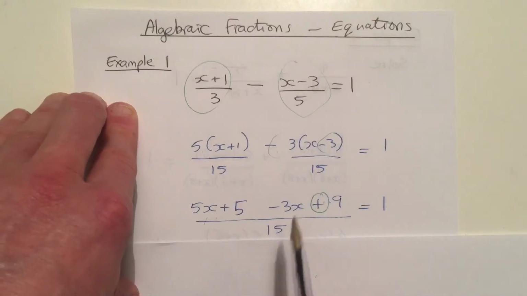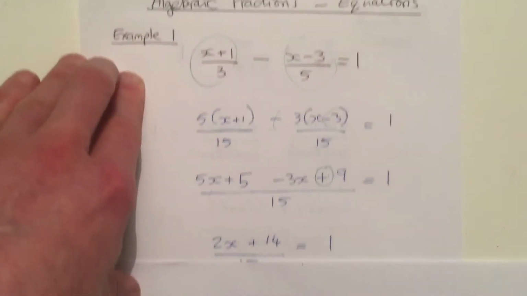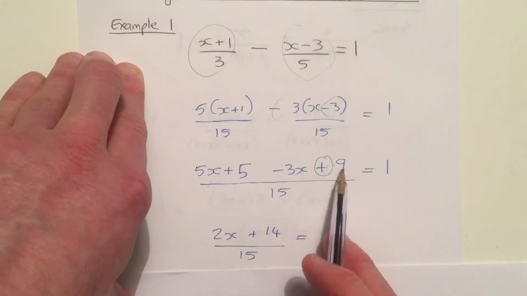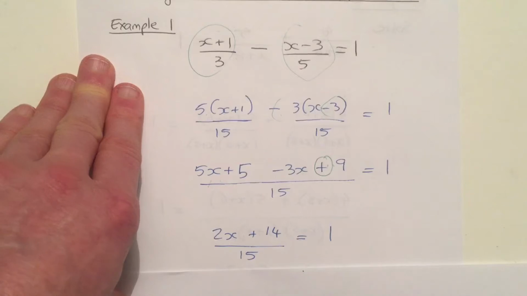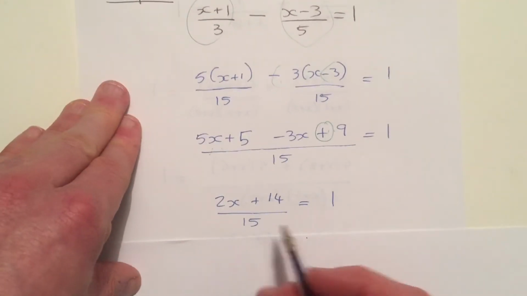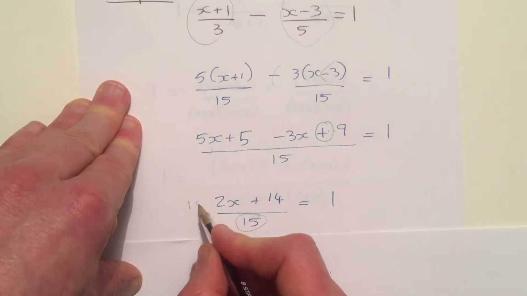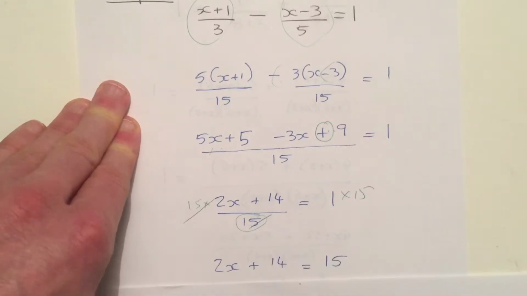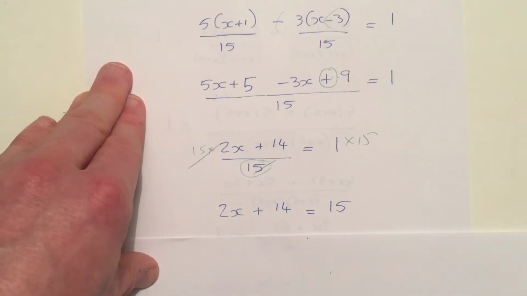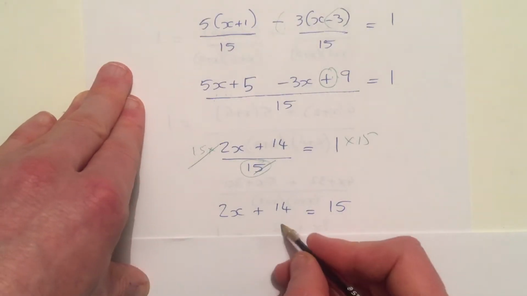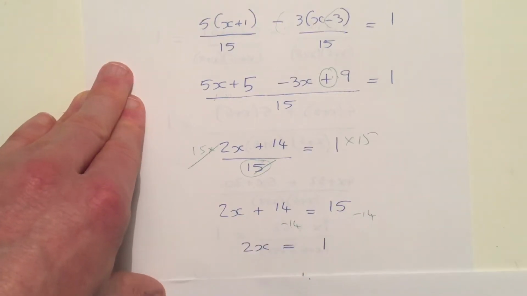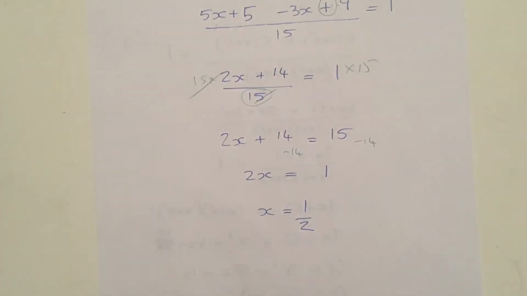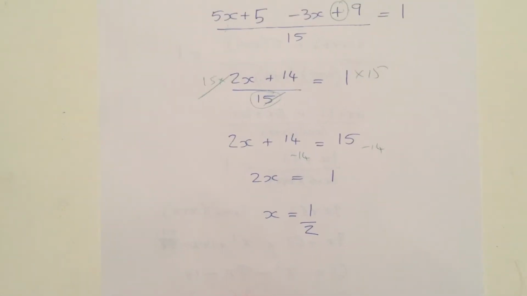Right, I'm going to collect up like terms on my numerator here. So 5x take away 3x is 2x. 5 plus 9 is 14. And now, in order for me to solve this equation, I want to multiply both sides by 15 to get rid of that denominator. So that gives me 2x plus 14 equals 15. If I take the 14 away from both sides now, I get 2x equals 1. And therefore x is equal to 1/2. And that's my solution.